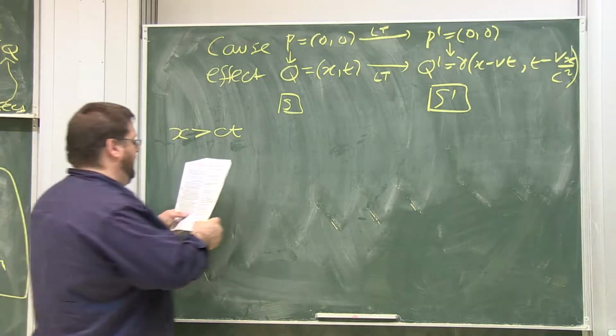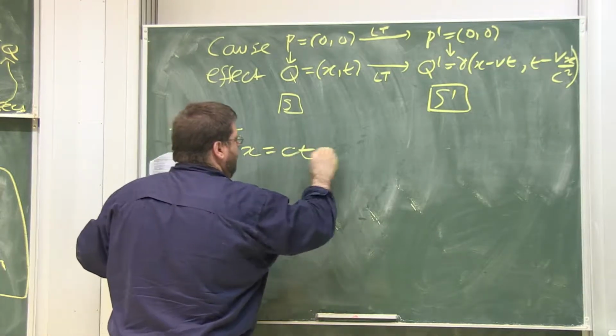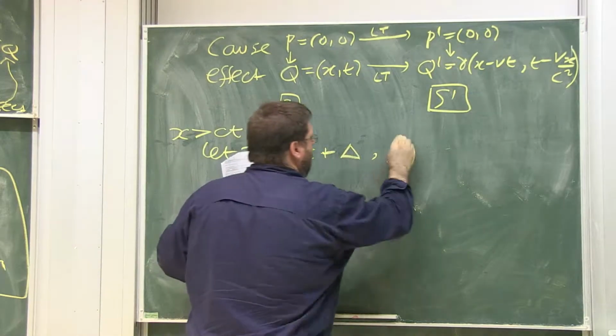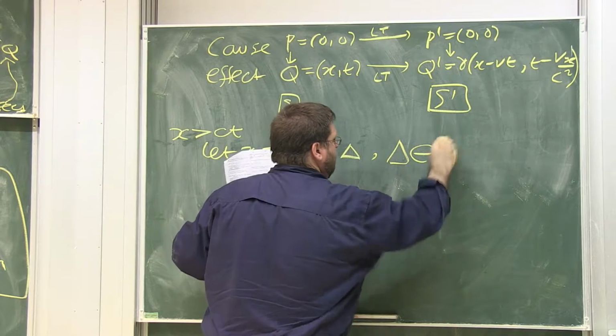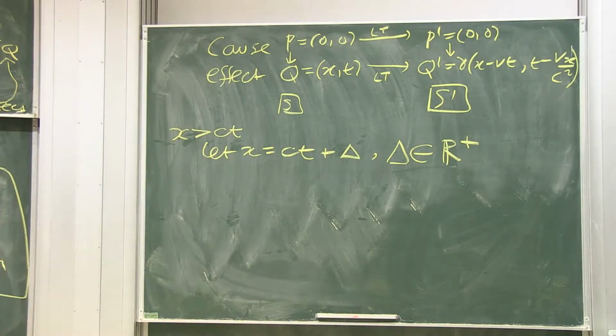So we could write x as ct plus delta, where delta is some real positive number, which I write as follows. Delta is a real positive number. So we're assuming the opposite of what we want to prove. We're assuming that c is not a speed limit.